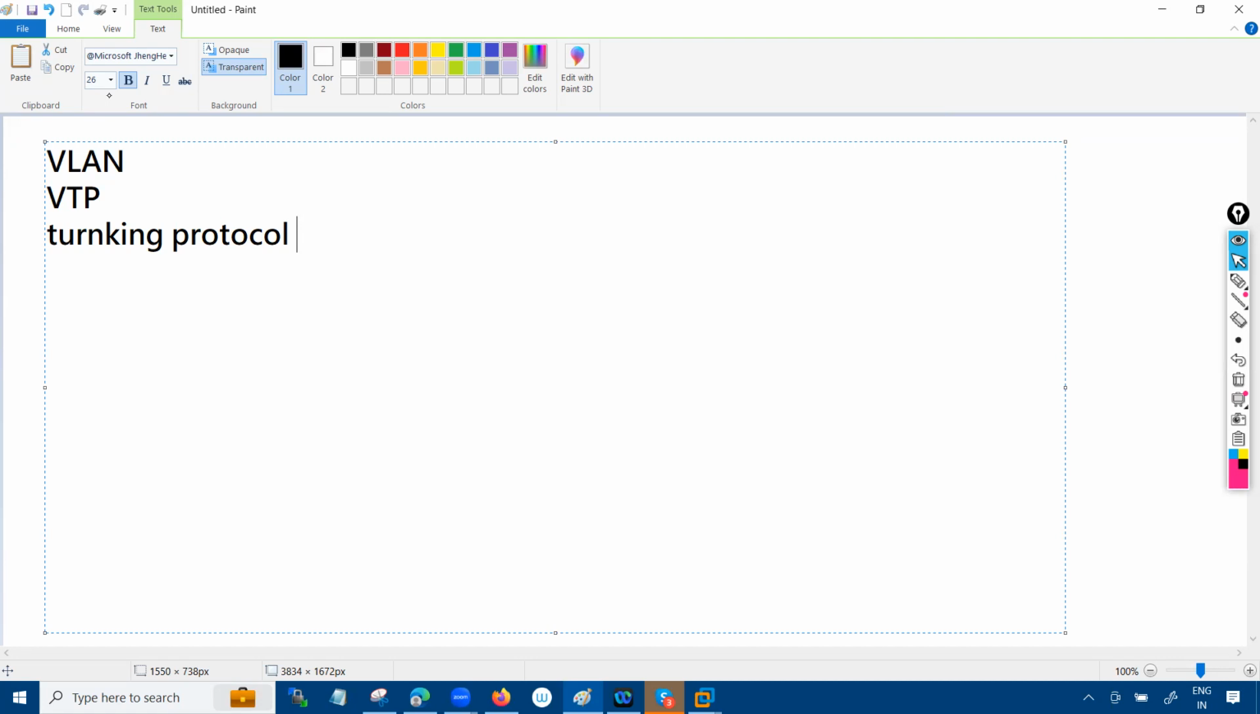So there are two ways. One is the dynamic approach, known as VTP pruning, and the second way is switchport trunk allowed vlan, so that you can do it manually.